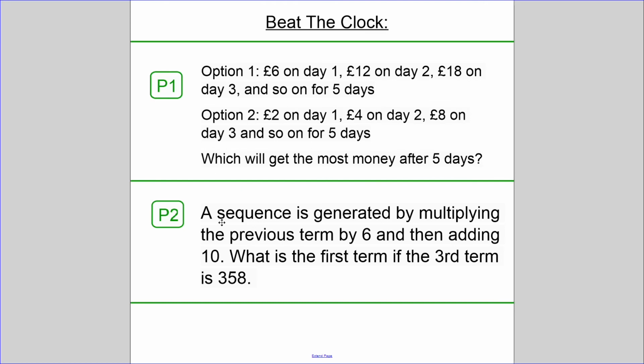For question number 2, a sequence is generated by multiplying the previous term by 6 and then adding 2. What is the first term if the third term is 358? Now remember, you're doing problem solving questions, so don't forget to include your sentences as well. For this type of question, do spend about 8 minutes on this. Using a timer, time yourself and pause the video here.